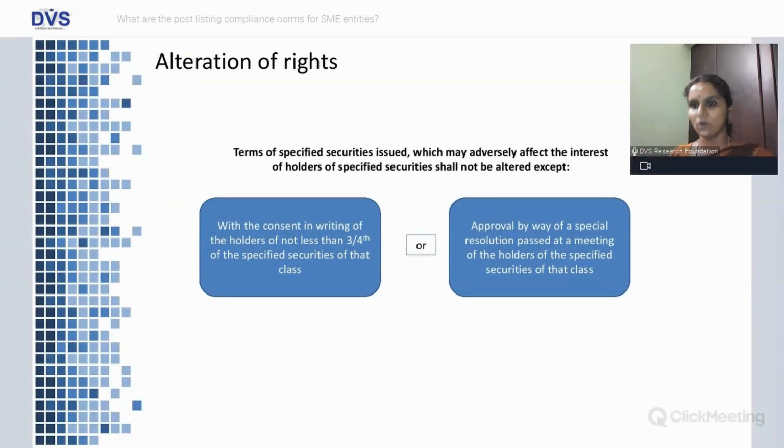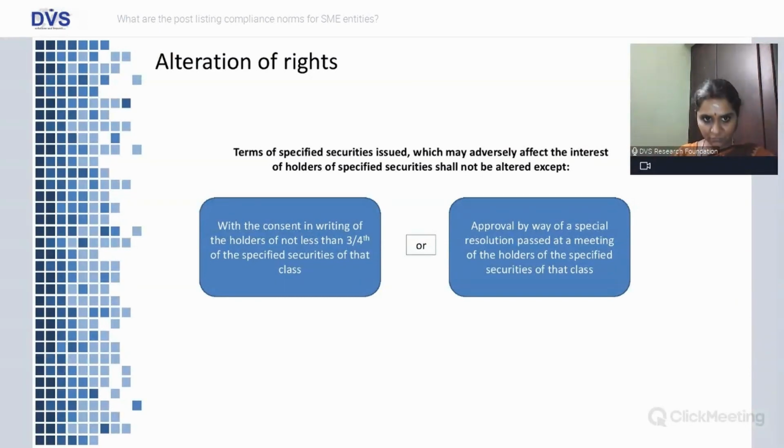Then comes your alteration of rights. When will you have alteration of rights? When the interest of that particular class holder is getting affected. For example, if I am a preference shareholder, if my dividend right is getting affected or my redemption date is getting changed, then my interest to that extent is getting varied. So what will the company do? They have to seek necessary approval or consent from those set of shareholders whose class of interest is getting affected.